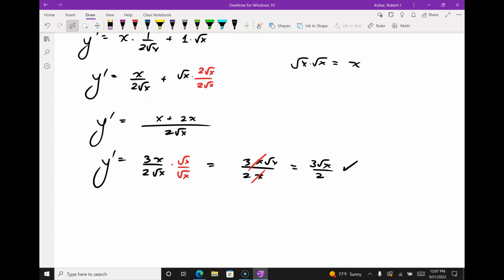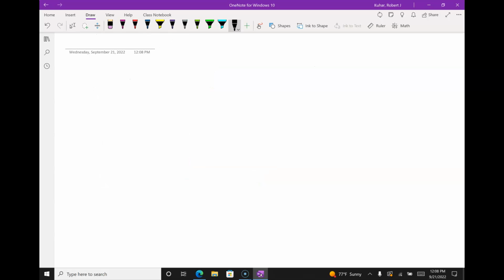Okay, here we go. So let's say y is sine x times cos x. No shortcuts here. I know what the derivative of sine is. I know what the derivative of cosine is, but I don't know what the derivative of the product of sine and cosine is. So I have to use the product rule.